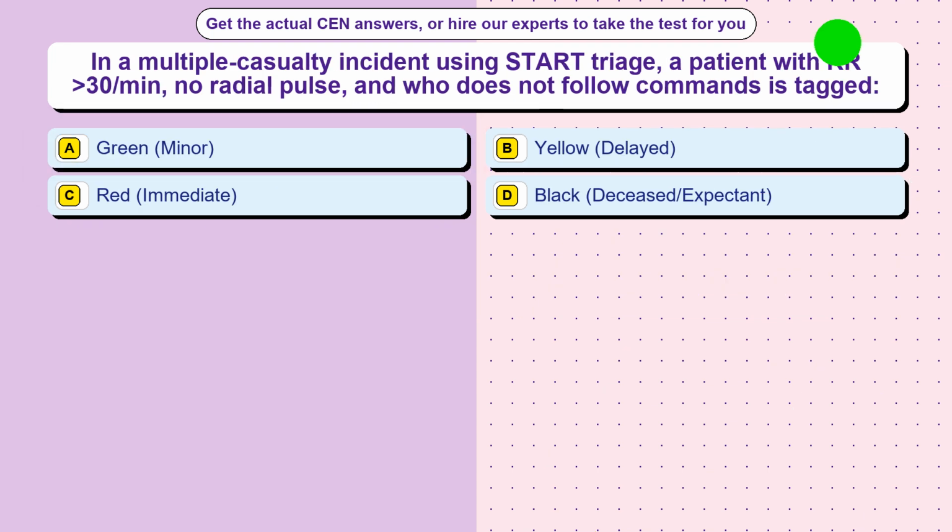Question 24. In a multiple casualty incident using START triage, a patient with RR 30/min, no radial pulse, and who does not follow commands is tagged: Option A, green, minor. Option B, yellow, delayed. Option C, red, immediate. Option D, black, deceased/expectant.